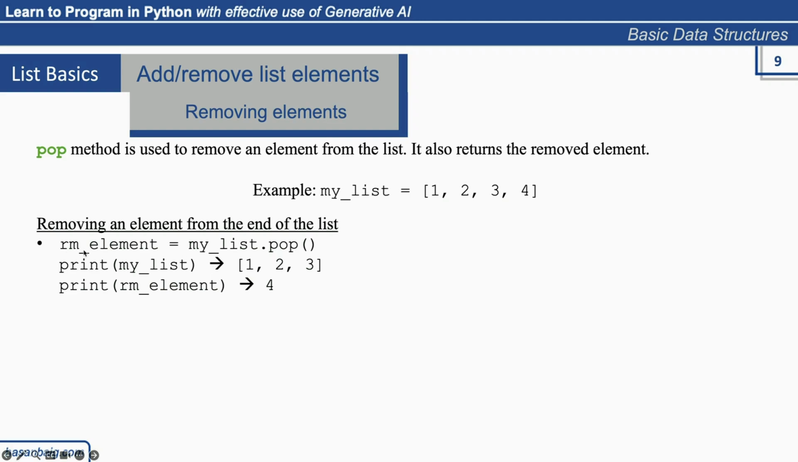And we are assigning it to another variable so that we can check it out or reuse it. If you do not write it like this, if you just perform this operation, the last element will be removed, but you will have lost it completely because you're not storing it anywhere.